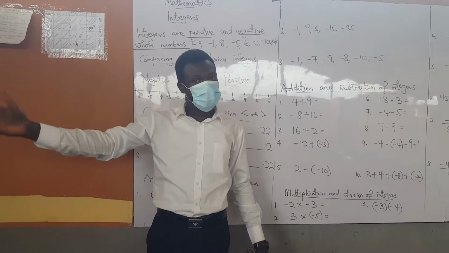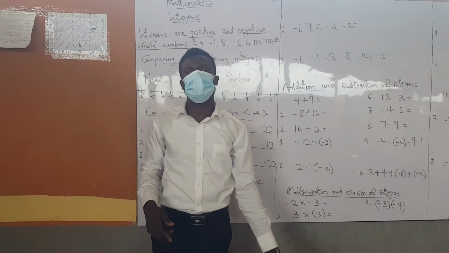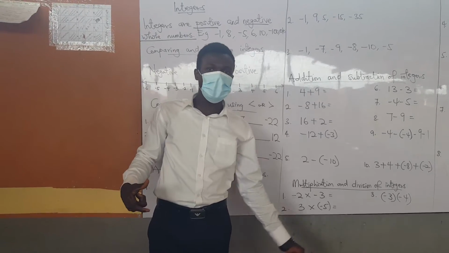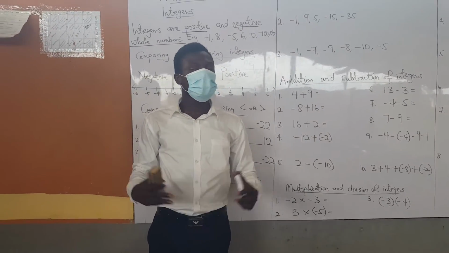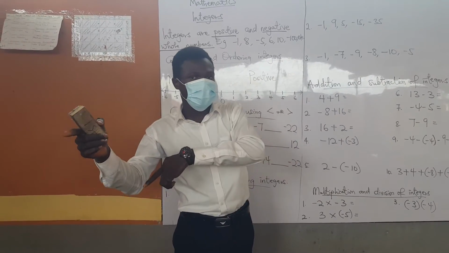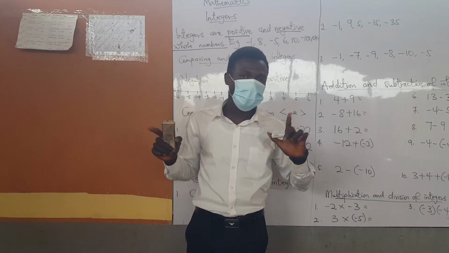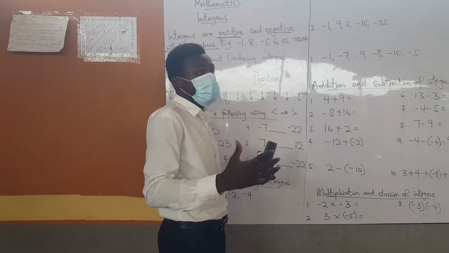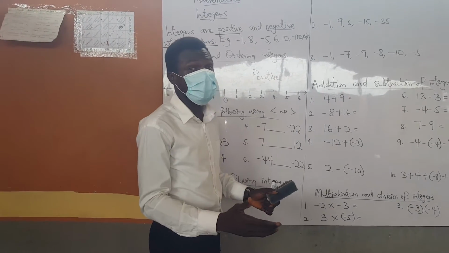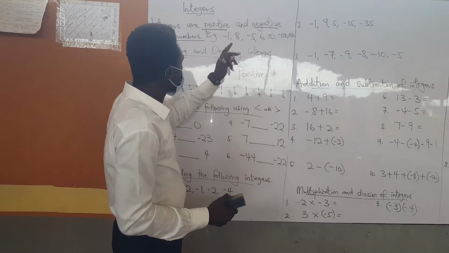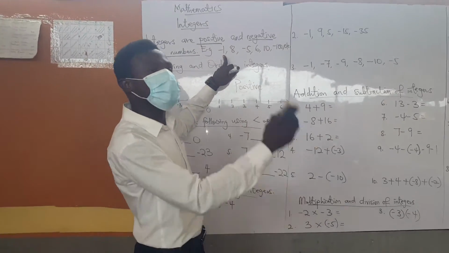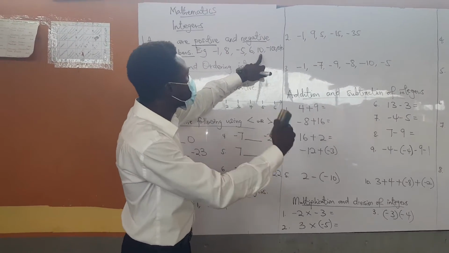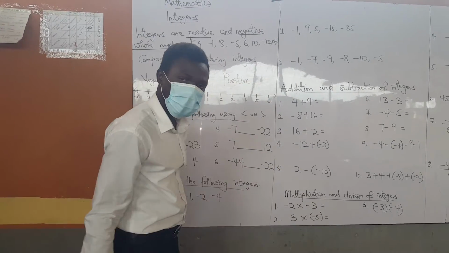3 is a whole number, is positive. But if I have -6, -6 is also an integer. It is a whole number, but it is negative. Integers are positive and negative whole numbers. So -6, -3, they are all whole numbers, but they are negative. So examples, we have -1, a whole number but a negative number. 8, positive. -5, 6, 10, -100, and so on and so forth.